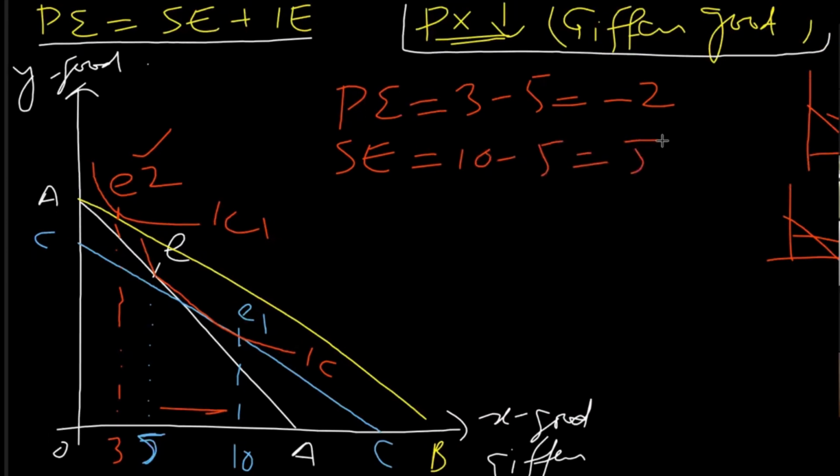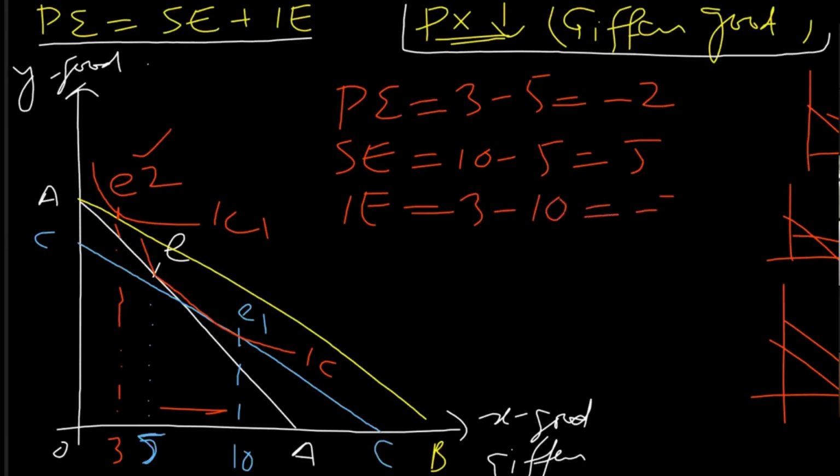And now we will have to find out income effect, and income effect is shown with two parallel lines, and in this situation two parallel lines are AB and CC. These are two parallel lines, and on these two parallel lines, one equilibrium is taking place at quantity 10 and the other equilibrium is taking place at quantity 3. So 3 minus 10 is equal to minus 7.